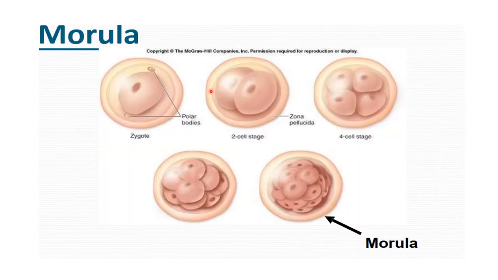This is an illustration for formation of the morula. So the zygote is here with the two polar bodies. It will undergo mitotic division to form the blastomere, the two cell stage, and then it will further divide to give us the 4-cell stage, and then to 8 cells, and then finally to 16 cells without change in the cell size. And this stage is called the morula.